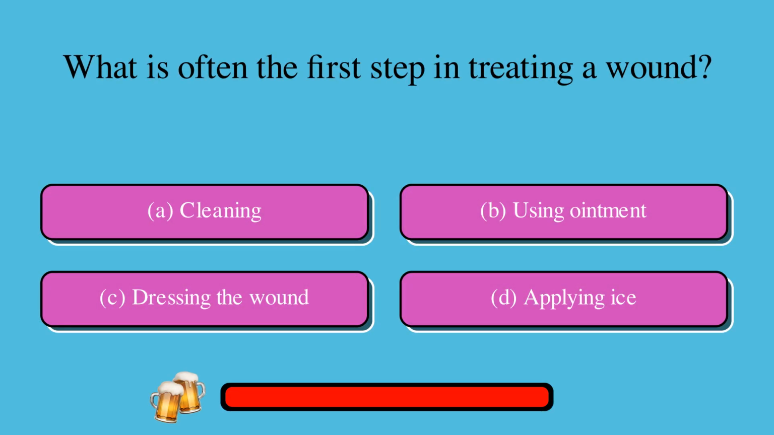What is often the first step in treating a wound? A. Cleaning, or B. Using ointment, or C. Dressing the wound, or D. Applying ice? The correct answer is A. Cleaning.